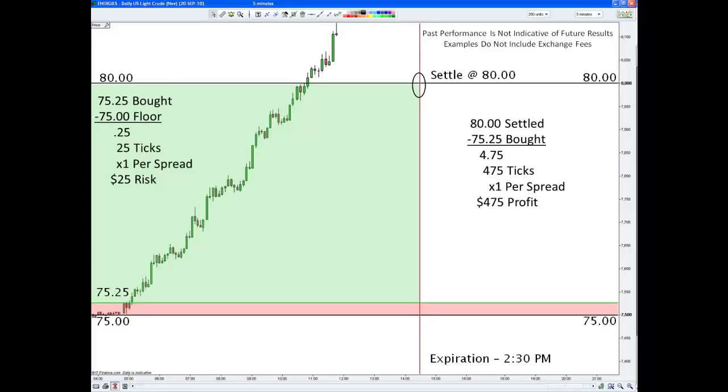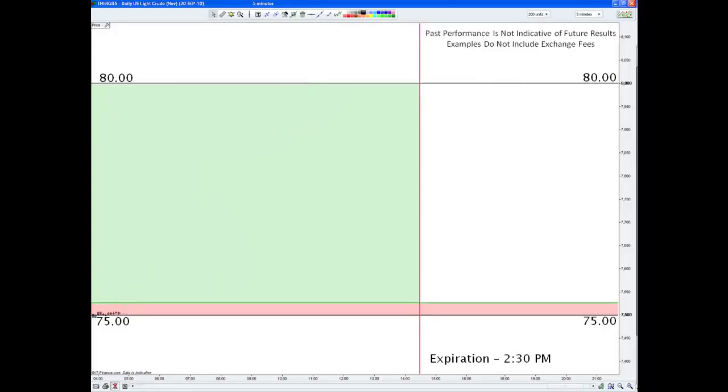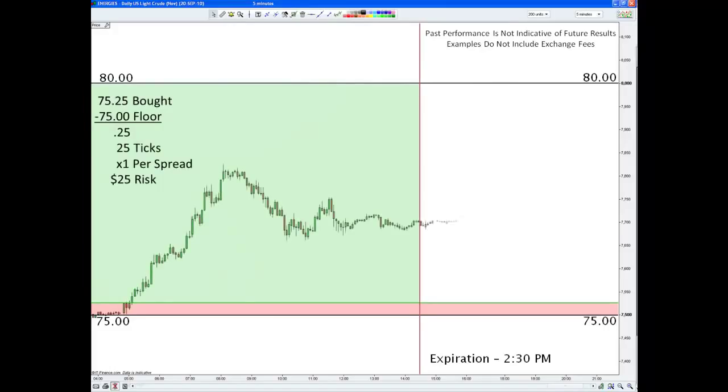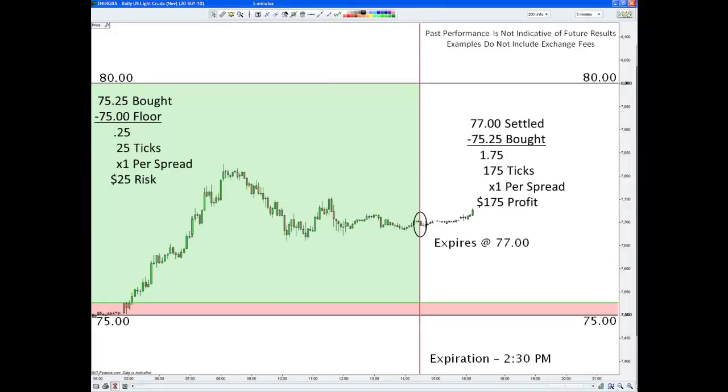You only put up 25 bucks, market went all the way up to 80, you would have made $475 profit. Now, what happens if the market sort of zigzags around? Remember, you can get in and out whenever you want to, but let's say you hold it till expiration. If you hold it till expiration, it expires at 77, then you made a $175 profit on the trade.